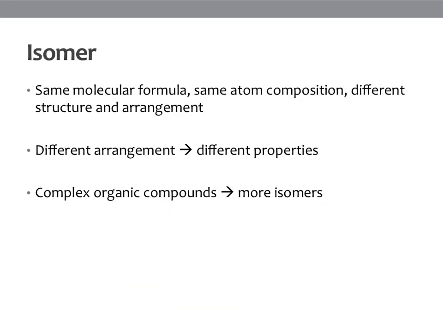Then we get into isomers. They basically have the same molecular formula, same atom composition, but different structure and arrangement. That's the only thing that's different, the way you arrange these atoms. It's the same formula, same atoms. You just structure it differently. And because of this different arrangement, it leads to different properties. And the more complex the organic compound is, the more possible isomers there are.